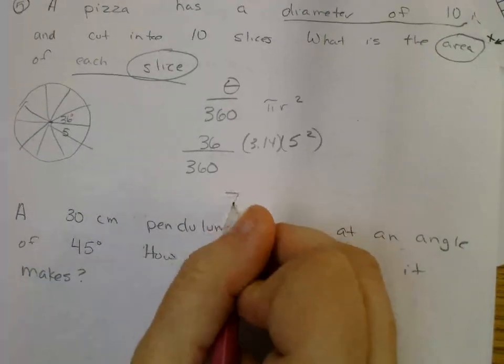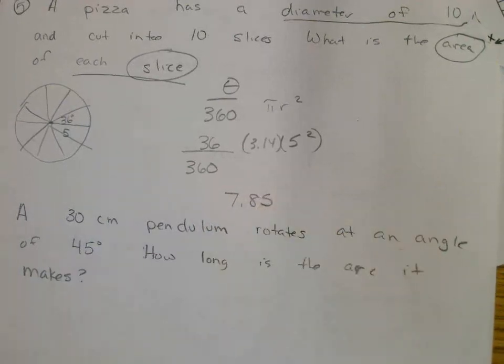Which is going to give me 7.85. I haven't wrote it down yet.